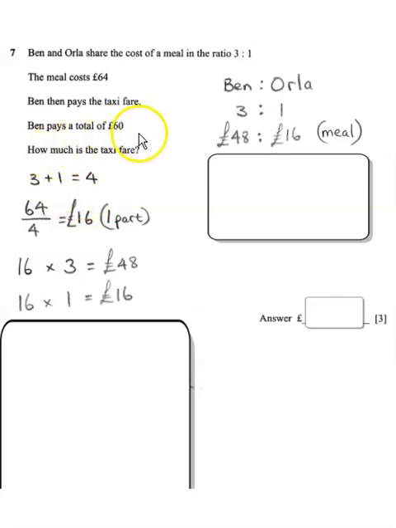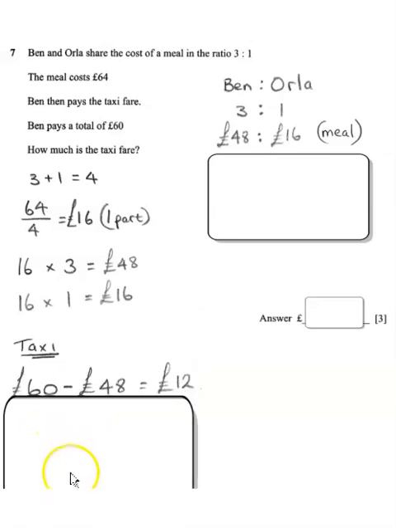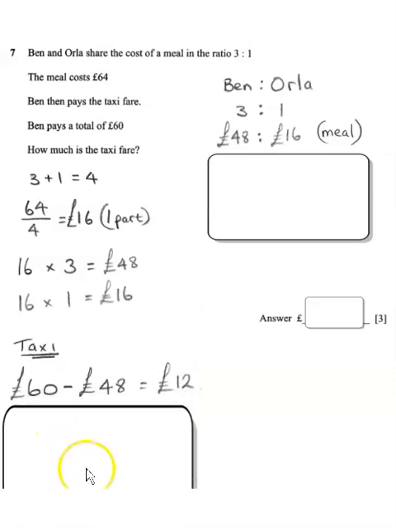Right, so the second part of the question says Ben then pays the taxi fare. Ben pays a total of £60. So Ben has already paid £48 for the meal. And the way we would look at this one is we do 60 and then we take away the £48, which is equal to £12. So Ben paid £12 for the taxi.